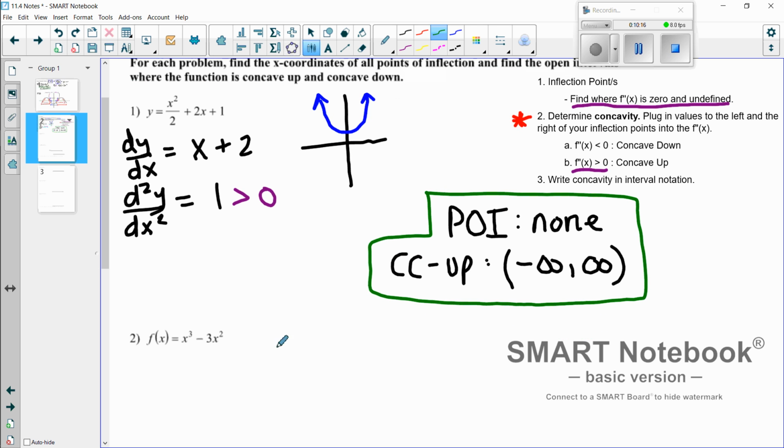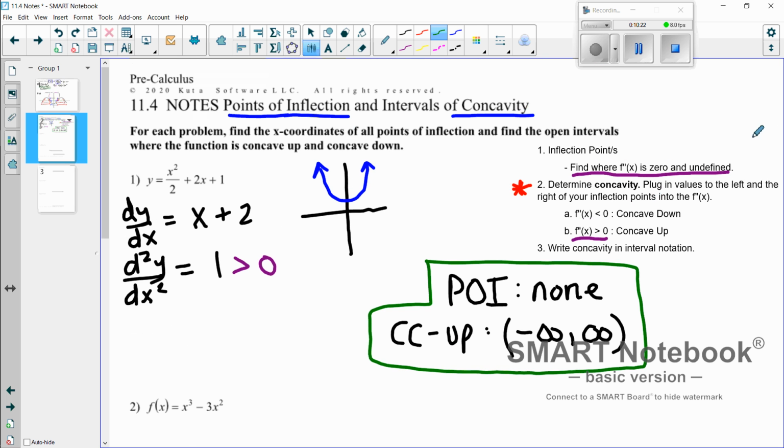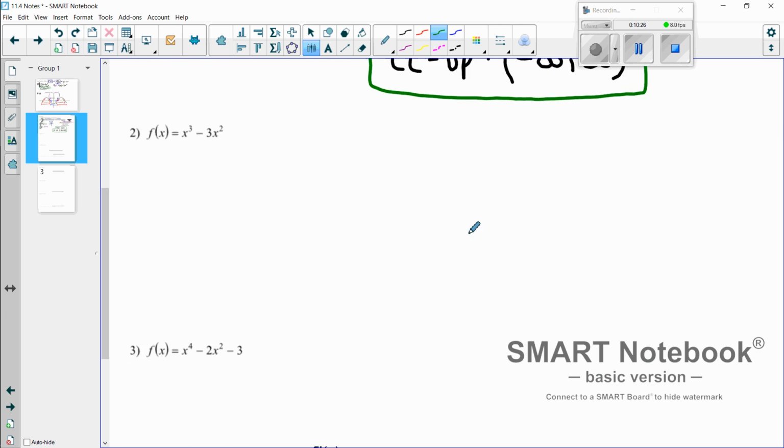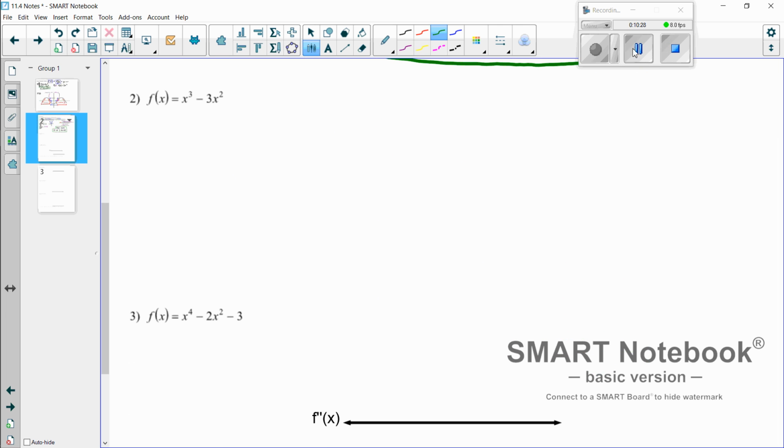And I will say, when we get into number two, you're going to notice right away, it's not a power of two. It's not a parabola here. We're going to have to do a little more of these steps to determine the concavity. So let's get into it. And it's going to be fun here. So buckle up. Our first step here, again, is find the second derivative. So let's do that.